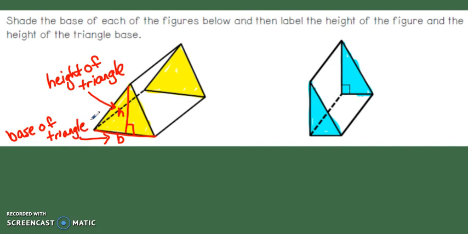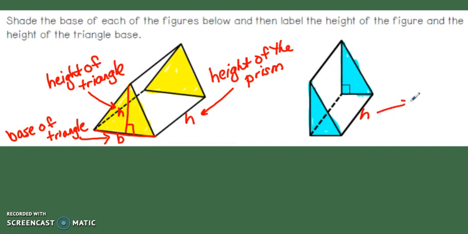And the last thing that we need to label is the height of the prism. The height of the prism connects the two bases. So this would be the height of the prism. Since we're talking about the height of the prism, I can use this as the height of the prism. I could even use this dashed line or this top line. Same over here, I could use the dashed line or the top line. Those will all be the heights of the prism. So this is your height of the prism.